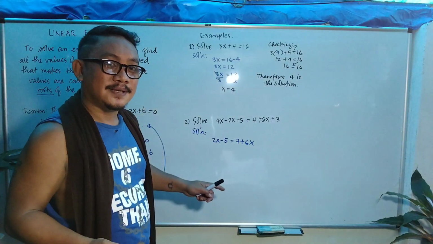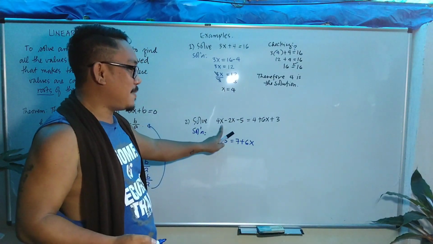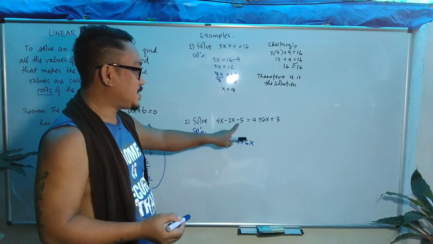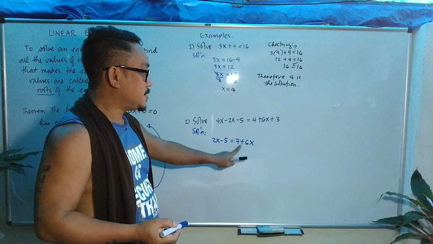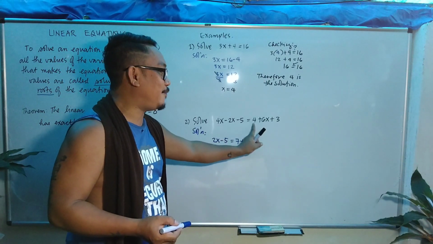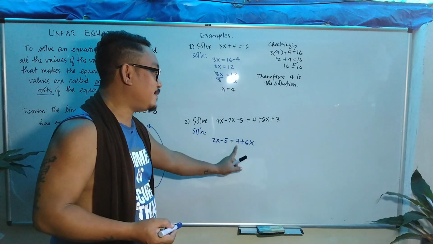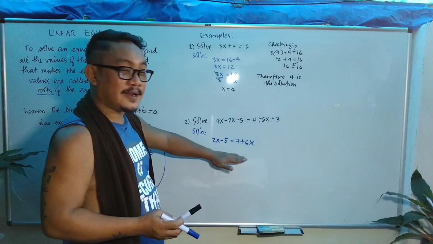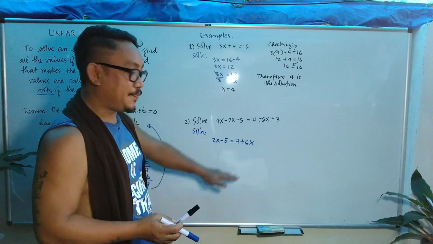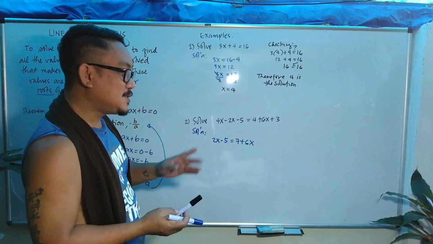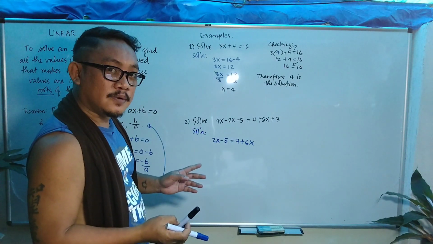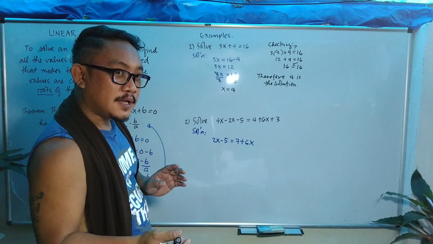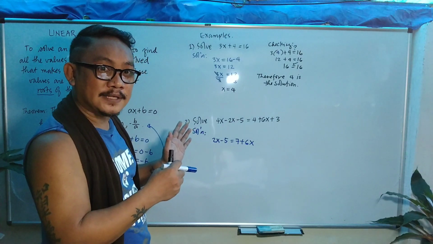Again, 4x minus 2x, you have 2x. Then we just copy minus 5. On the right side of the equation, we simply add 4 plus 3. So you have 7. Then you copy 6x. So from here, the equation is now in this form. So what's next? What should we do next? Let us group the similar terms.